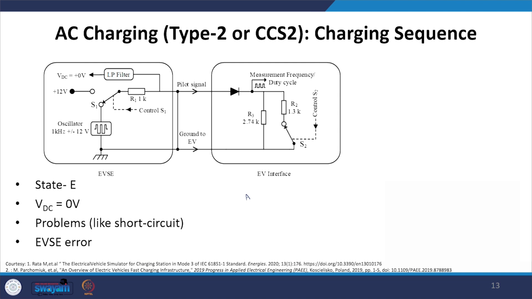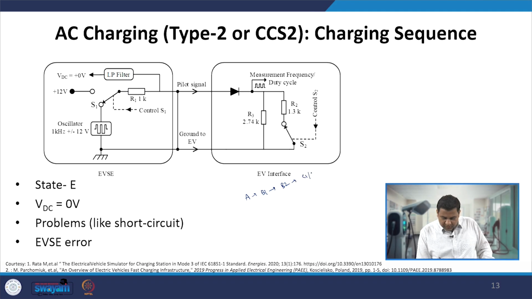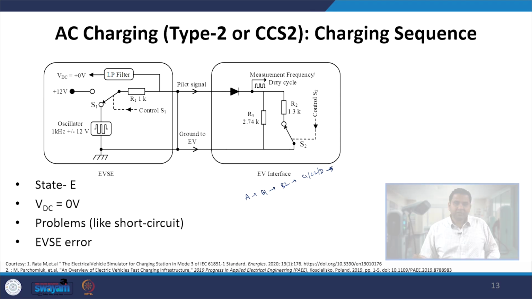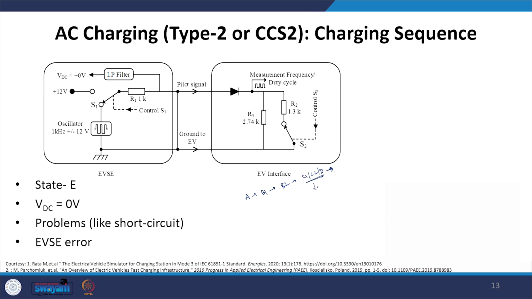So, we went from A to B1 to B2 to C1 or C2 state or D state in case ventilation is needed. After this, at this state both the EV and EVSE are ready for charging and the contactor gets closed, and that is when in the L1, L2, L3 and N pin of the AC type 2 connector, the AC voltage starts appearing, and that goes to the AC to DC converter to do the AC to DC conversion, and then the DC-DC isolated stage, and then going to the battery.